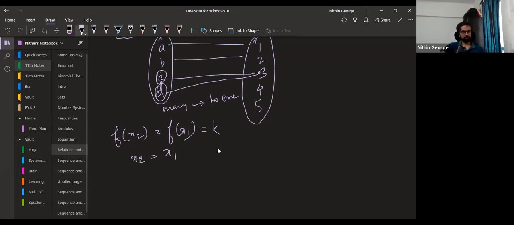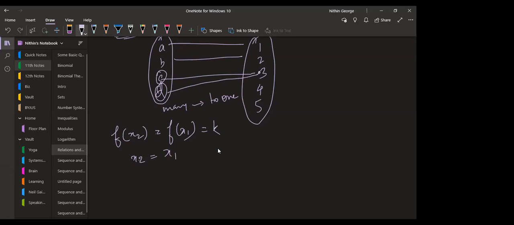This is a 1-1 function. Are you following this or not? Fully. I don't want half of people following it. I want you to follow this fully. Are you following this? Yes, sir. Or is there any confusion? Yes, ask.